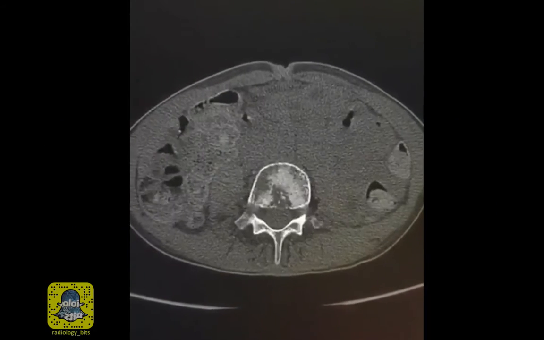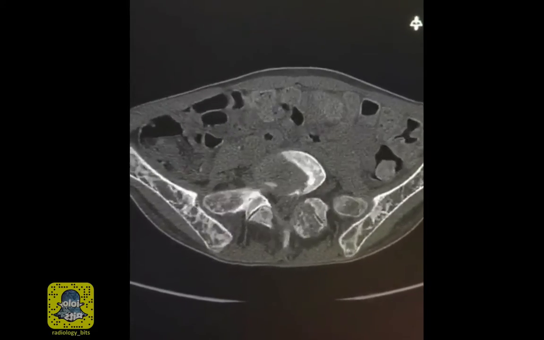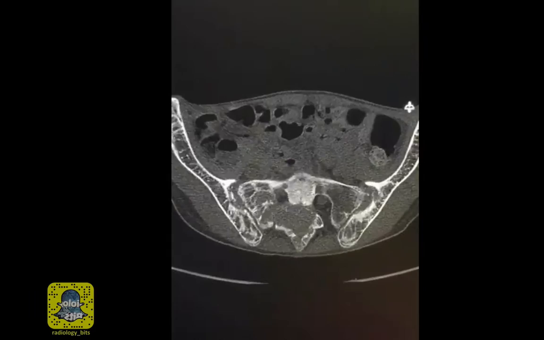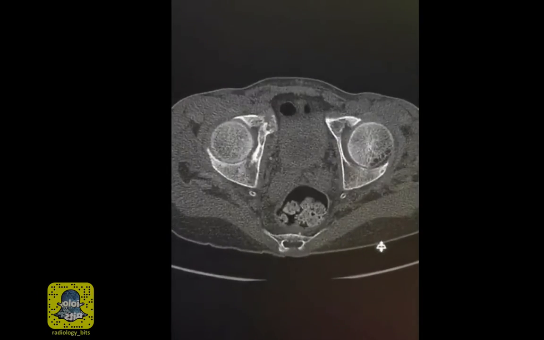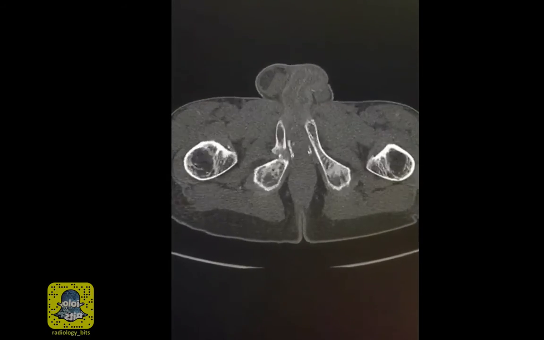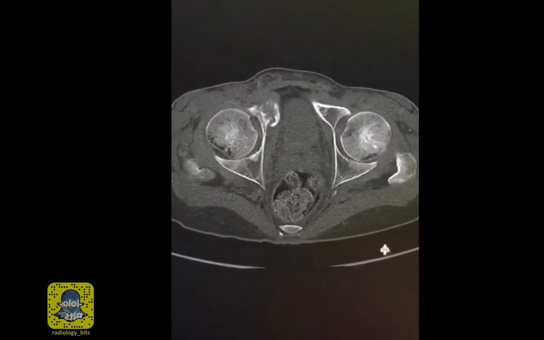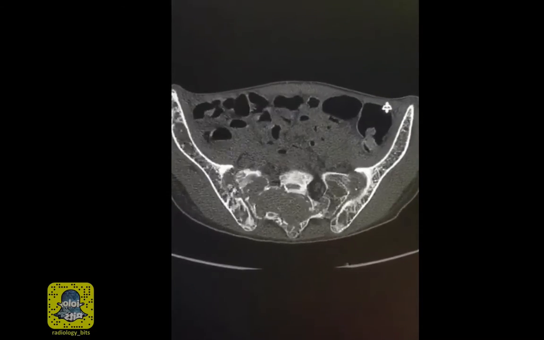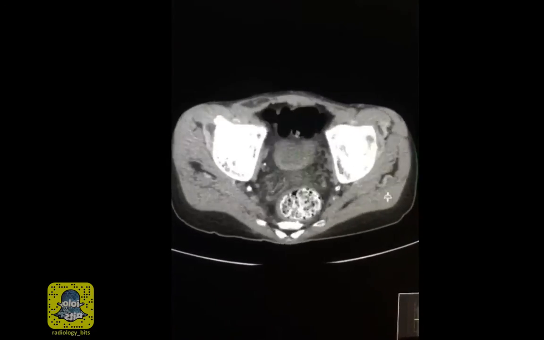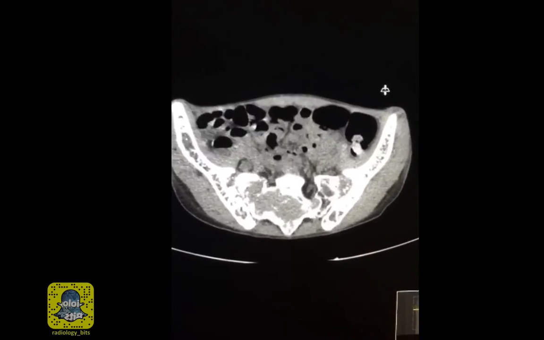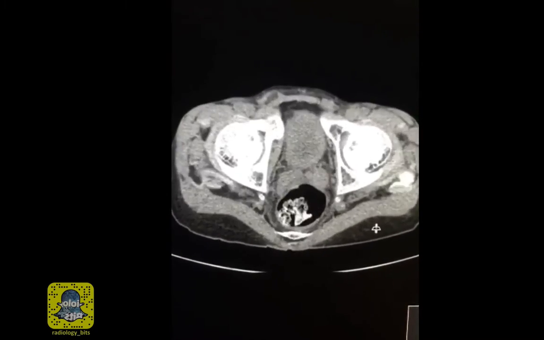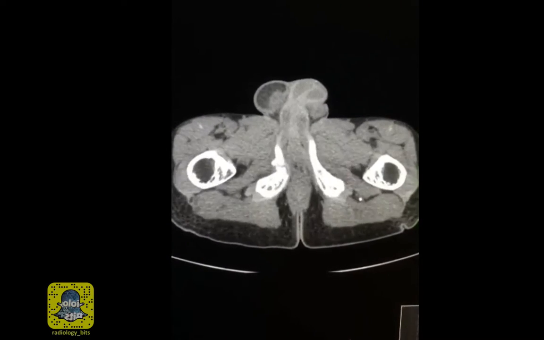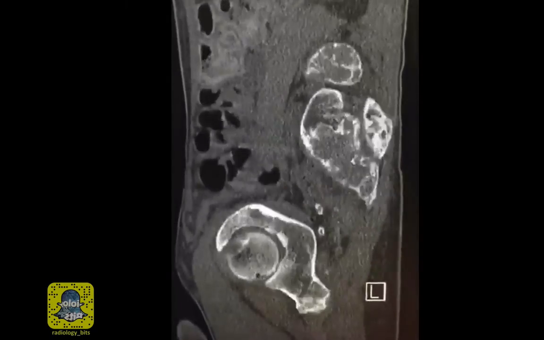This is a pelvic CT on a 23-year-old male patient. The patient had pain in the pelvic region as well as lower back pain. This is a sagittal reconstruction of the pelvic CT.